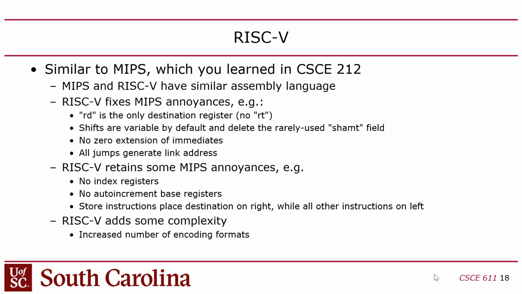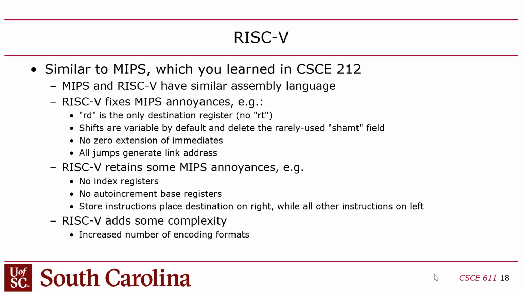There's no way to auto-increment address registers. A lot of other architectures have that, but RISC-V doesn't. And then they have this weird thing where the destination is always on the left for everything, except for a store instruction where it's on the right, which is stupid. So they kept those things for some reason.